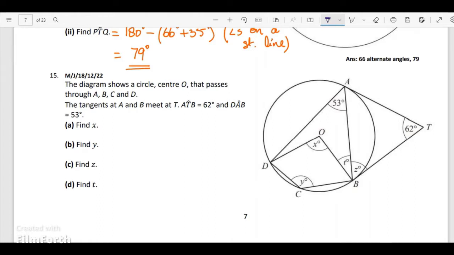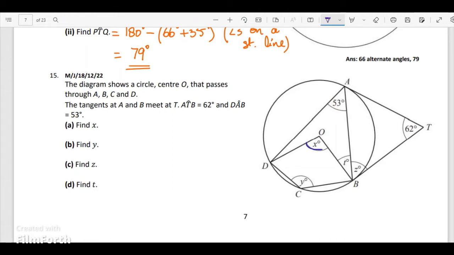Question number 15. The diagram shows a circle, center O, that passes through A, B, C, and D. The tangents at A and B meet at T. Angle ATB equals 62 degrees and angle DAB equals 53 degrees. Everything is shown on the diagram. We have to find angle X first.